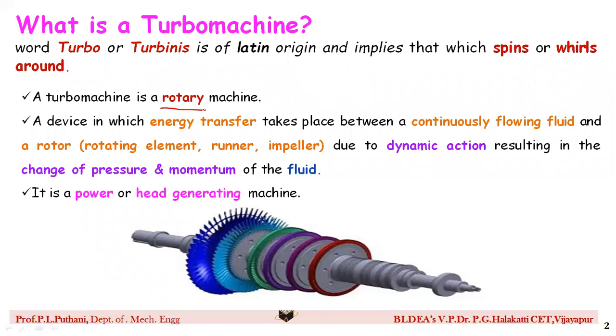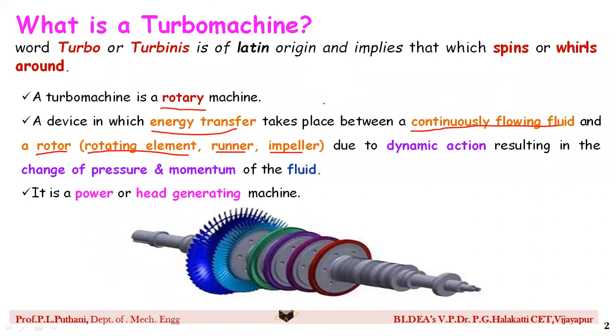So in very simple words, all turbo machines are rotary machines. And in these machines, the energy transfer takes place from the flowing fluid. Keep this in mind, this is a very important point. That is, from the continuously flowing fluid to the rotating part, which is also known as the rotor, a rotating element, a runner or an impeller. All four words mean the same thing. So here the energy transfer takes place between a continuously flowing fluid and a rotating element, or a rotor, or a runner, or an impeller.